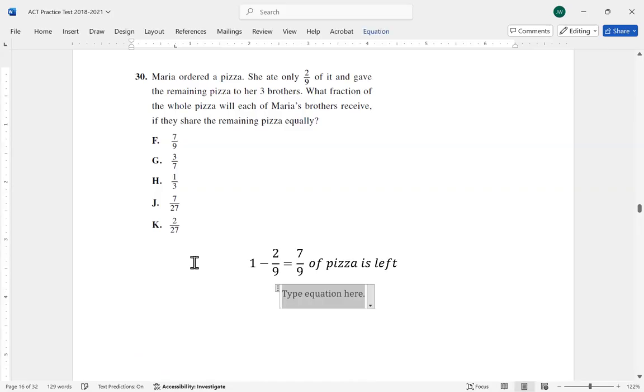She needs to take that 7/9 and split it between her three brothers. So each of her three brothers is going to get a third of that. 1/3 of 7/9 is 7/27. And so each of her brothers will get 7/27 of the pizza. So J is the correct answer to question 30.